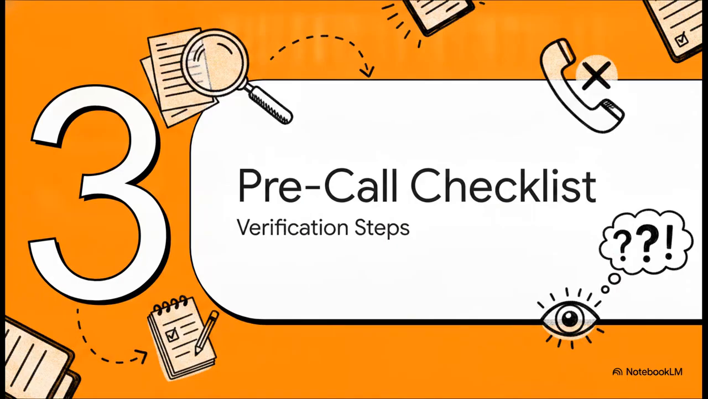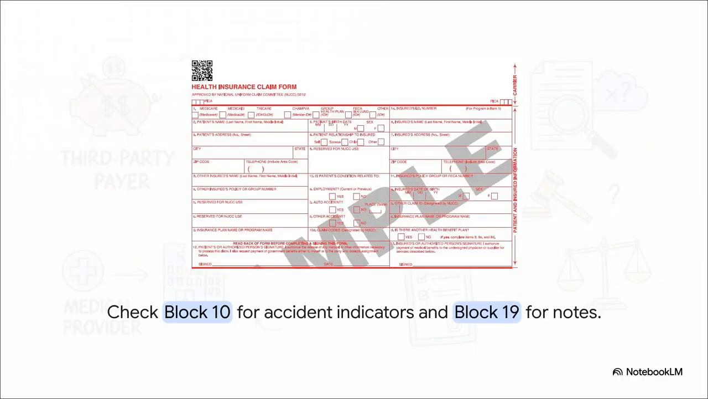All right, Section 3, Pre-Call Verification Checklist. Before we even think about picking up the phone to call a payer or a patient, a good detective reviews the existing evidence. Remember, calling should be our absolute final option, not our first reflex. Looking at the standard CMS 1500 form, Block 10 is your absolute best friend here. It literally asks if the condition is related to employment, an auto accident, or another accident. If those boxes are checked yes, boom, you have your motive.